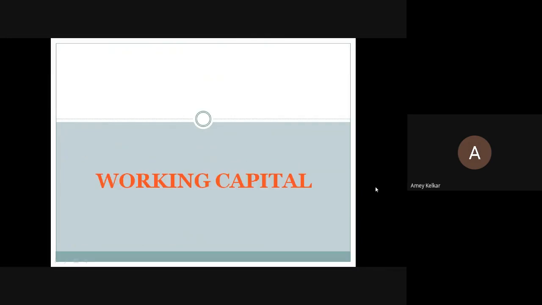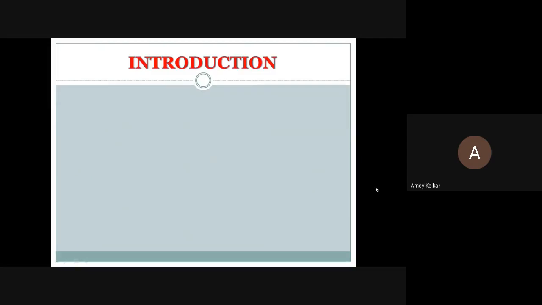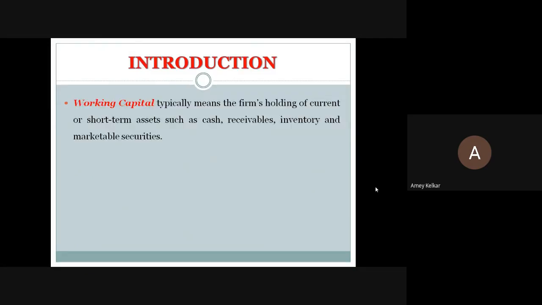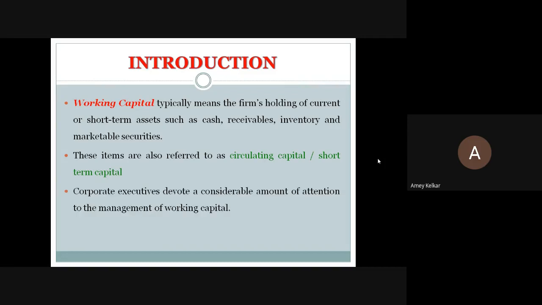So in today's class, let us start discussing working capital. Introduction. Working capital typically means the firm's holding of current or short-term assets such as cash, receivables, inventory, and marketable securities. These items are also referred to as circulating capital or short-term capital. Corporate executives devote a considerable amount of attention to the management of working capital. In short, working capital is assets minus liabilities.